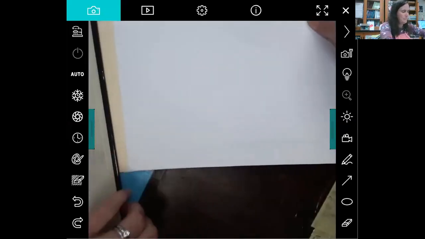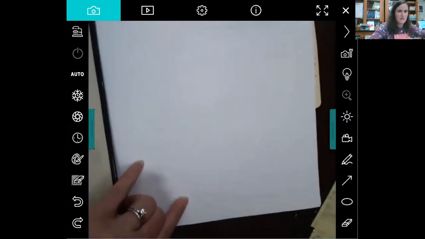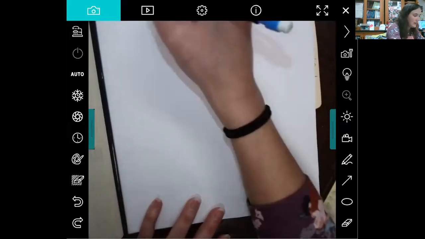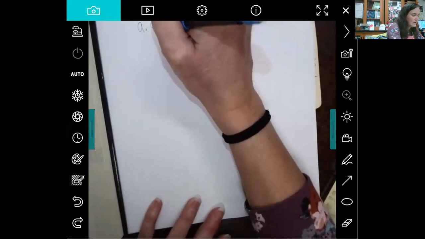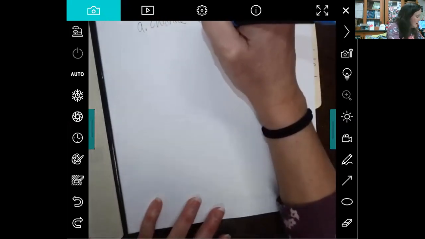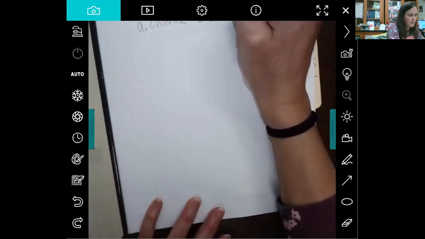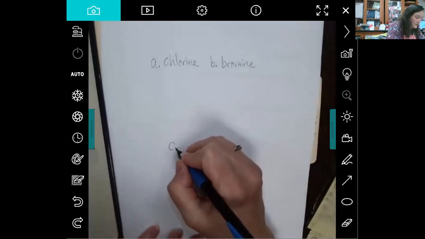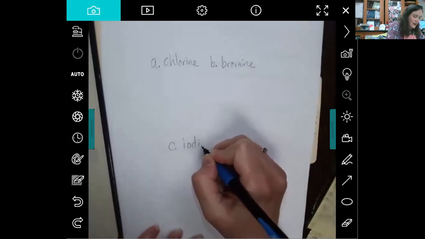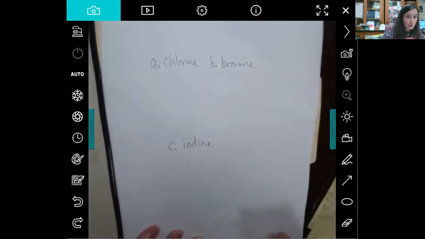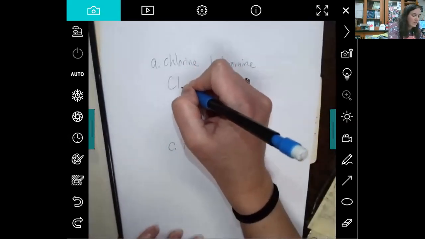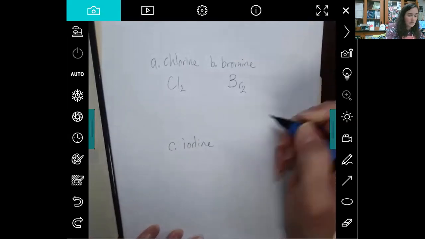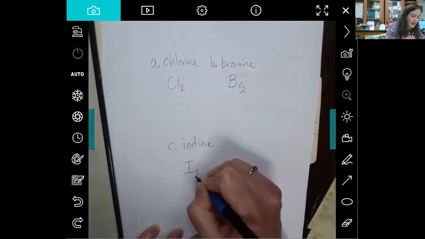Oh, wait. All right, so number 7 says draw the electron dot structure for the molecule, and all it says is A, chlorine, B, bromine. I can't read that. There we go. Sorry. And then C, iodine, however you want to say it. The molecule is Cl2. The molecule would be Br2. And the molecule for this would be I2.